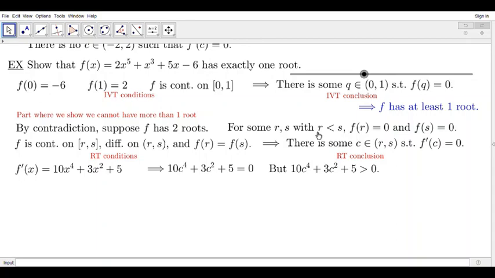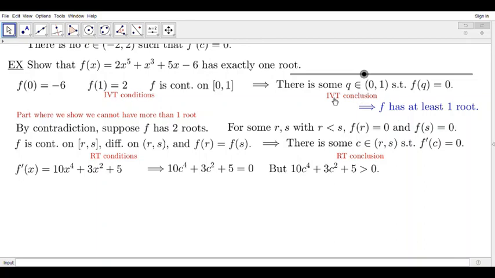And so therefore, the left side is strictly greater than 0. So how can this be equal to 0 when the left side has to be strictly positive? It can't. It's impossible. Therein lies our contradiction.